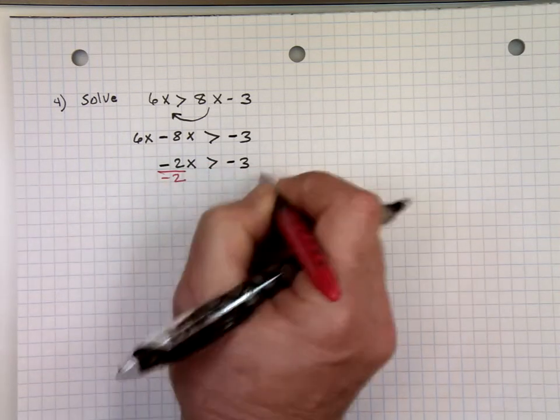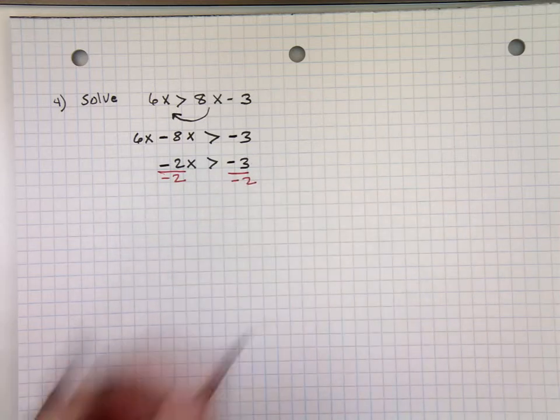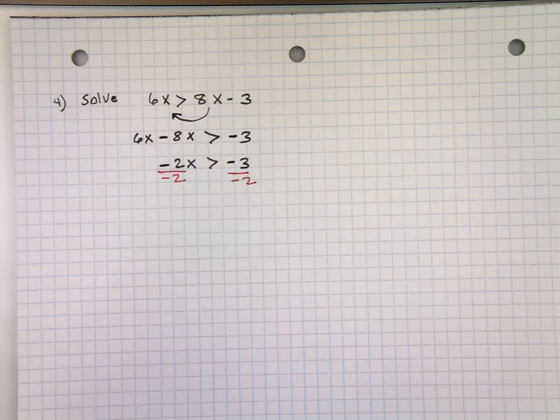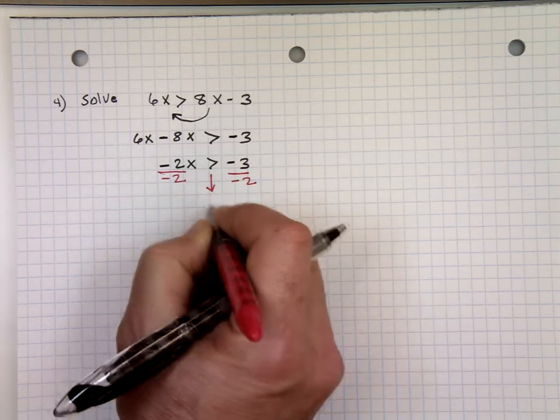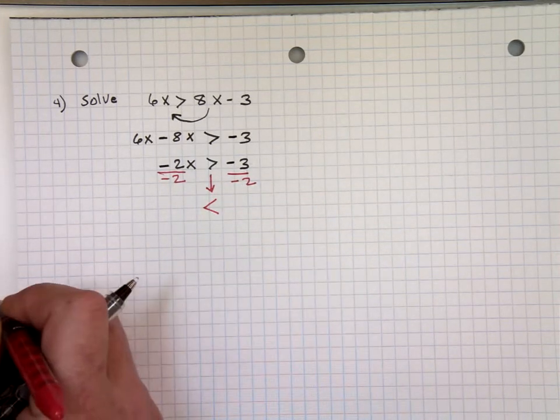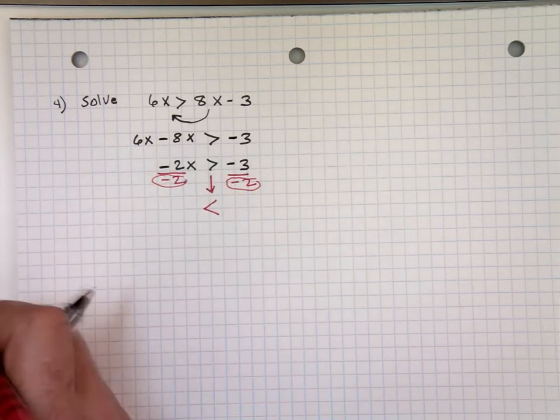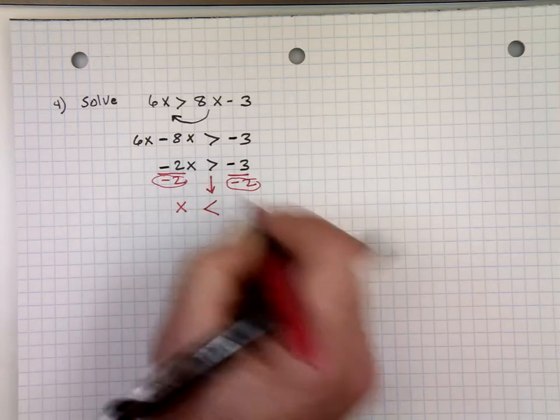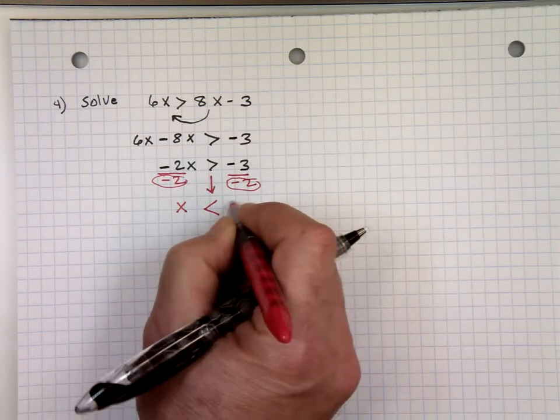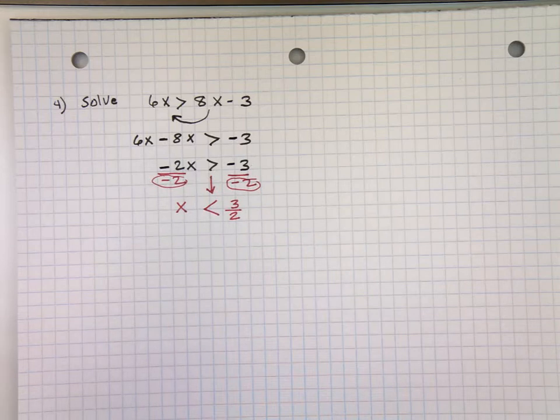Is there anything we need to do when you divide by a negative number? There's something we have to do when you have an inequality and you divide that by a negative number. Flip the sign. Switch the sign of the inequality. And again, nothing to do with the minus 3 because you're dividing by a negative 2. So x is less than negative over negative, that's positive 3 over 2. So anytime you divide or multiply by a negative number, you switch the sign of the inequality.